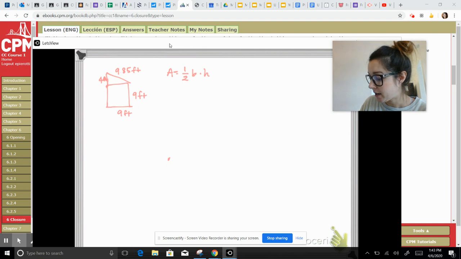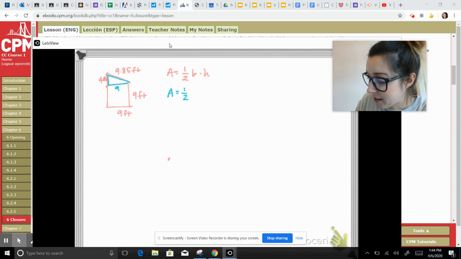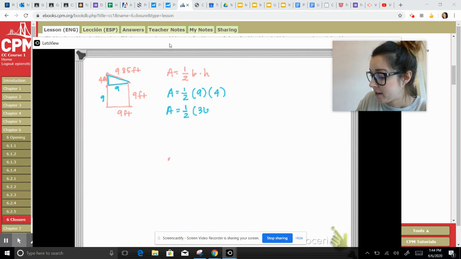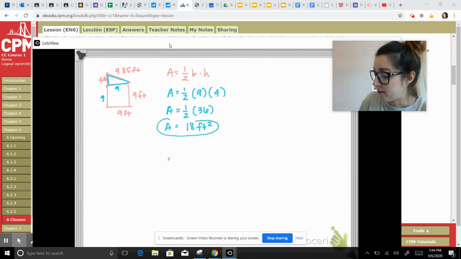So if I take my triangle, that's just this part right here, you might say, but Miss Prati, there is no base. But there is, because we have a square on the bottom. So that means every side length of the square is 9. So our base is 9 and the height is 4. So area equals 1/2 of 36, which is 18 feet squared, because it's area.